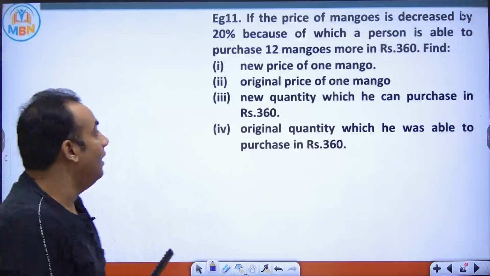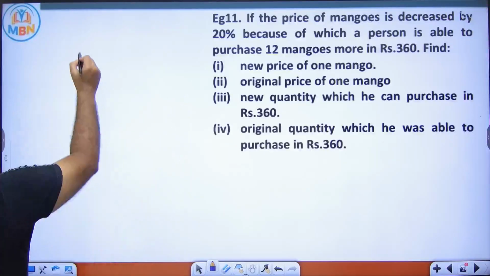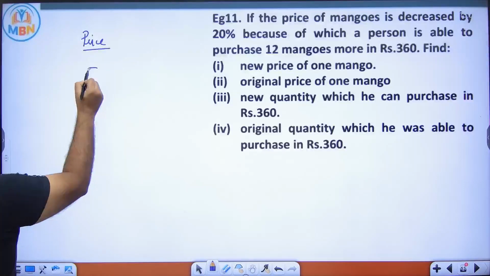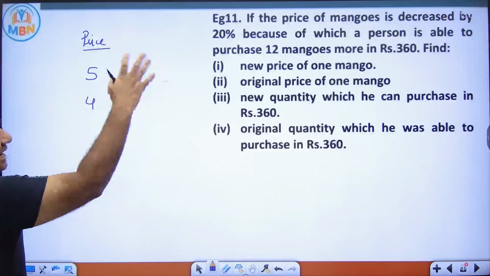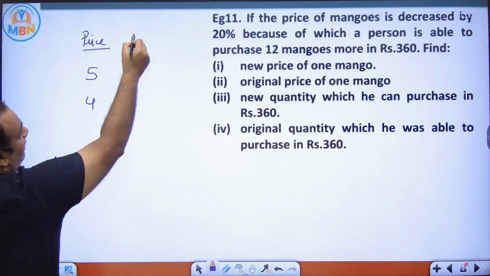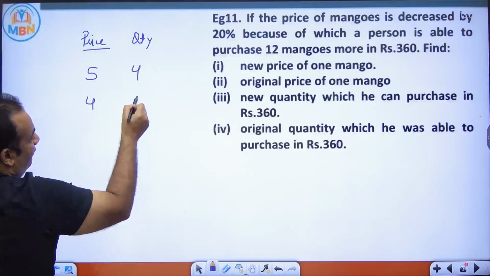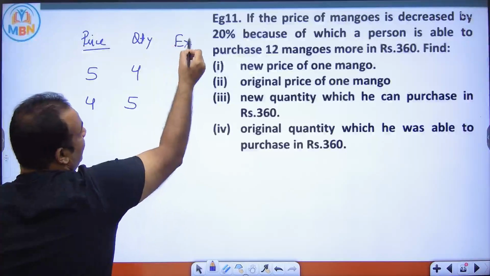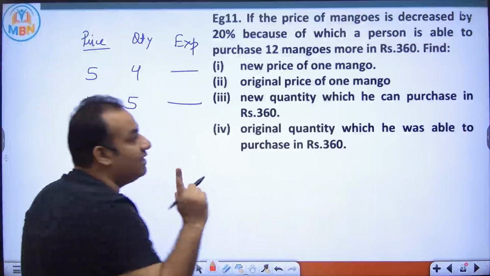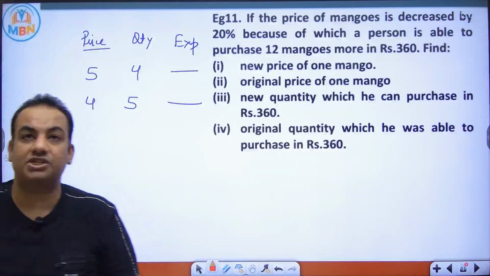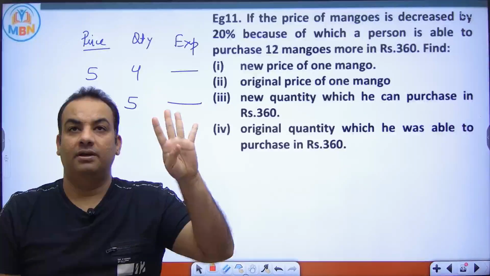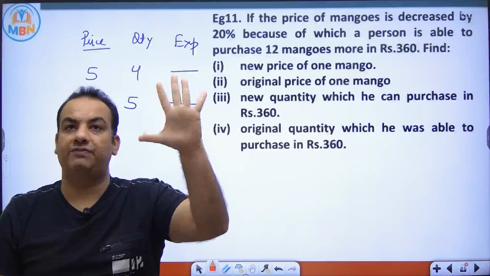See, if the price of mangoes is decreased by 20%, 20% is what? 1 by 5. So, if the price was 5, it becomes 4. If price becomes 4 from 5, so quantity will become 5 from 4. Why? Because expenditure is same. It is given same. Okay. So, I am again repeating, because it is given in the question that price has decreased by 20%. So, from 5 it becomes 4. So, quantity from 4 to 5.